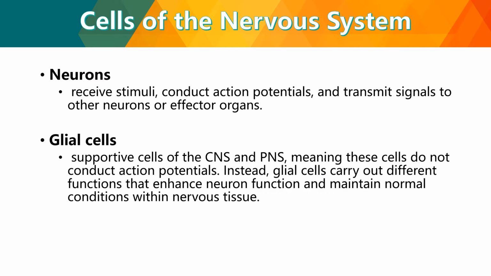The cells of the nervous system include your neurons. They actually receive stimuli and conduct action potentials and transmit signals to the other neurons or effector organs in your body. Next, you have your glial cells. They are supportive cells of the central nervous system and the peripheral nervous system, meaning these cells do not conduct action potentials. Instead, glial cells carry out different functions that enhance the neuron function and maintain normal conditions within the nervous tissue.